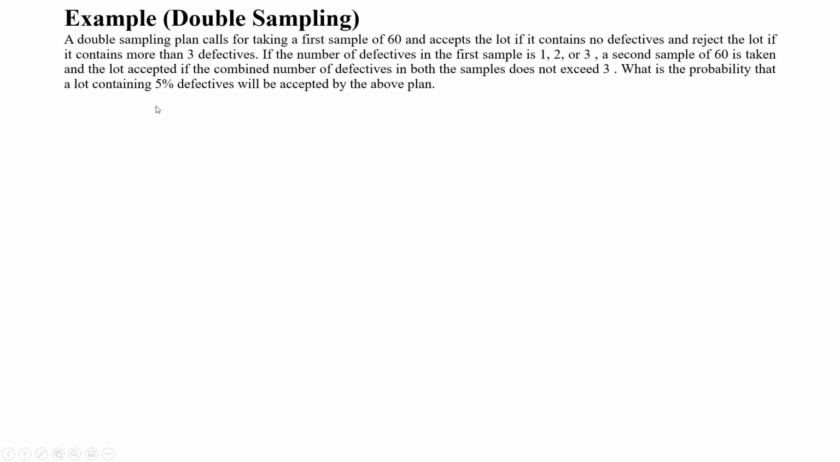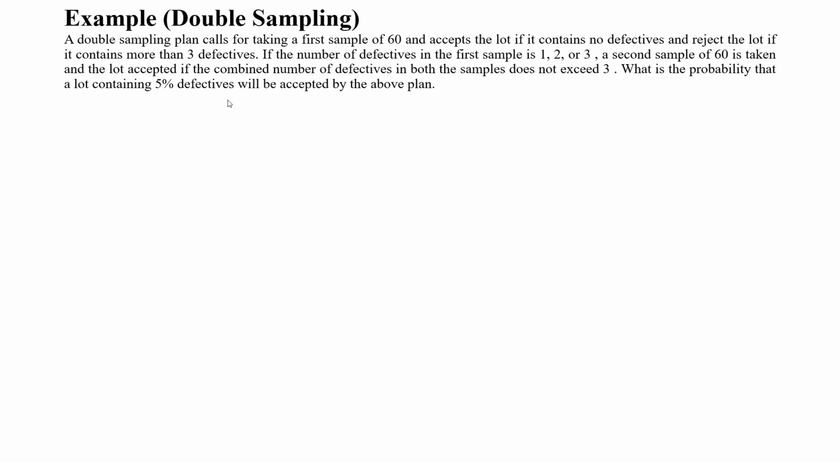So what is the probability now? A lot containing 5% defective. Now in the lot we have 5% defective. For example, if we have 100 units, then 95 will be effective, while 5 will be defective.